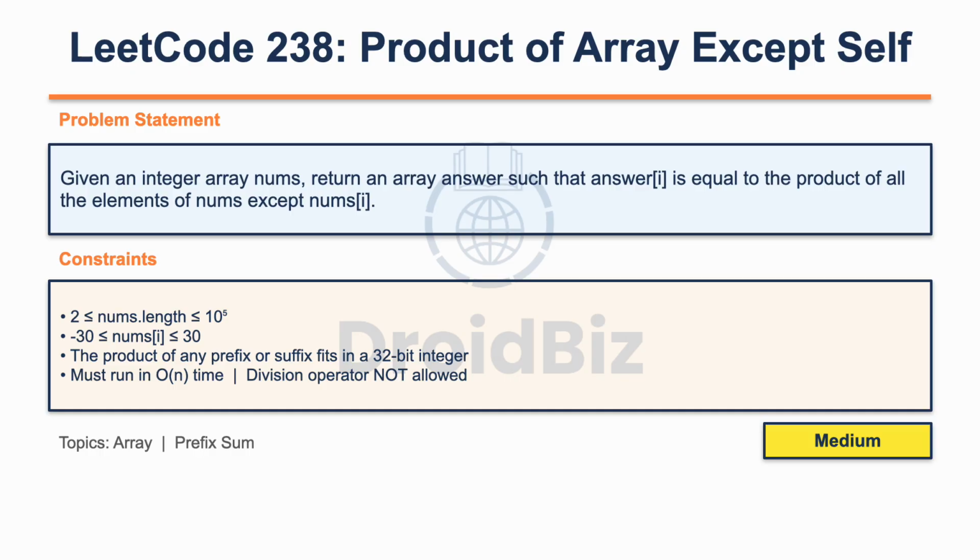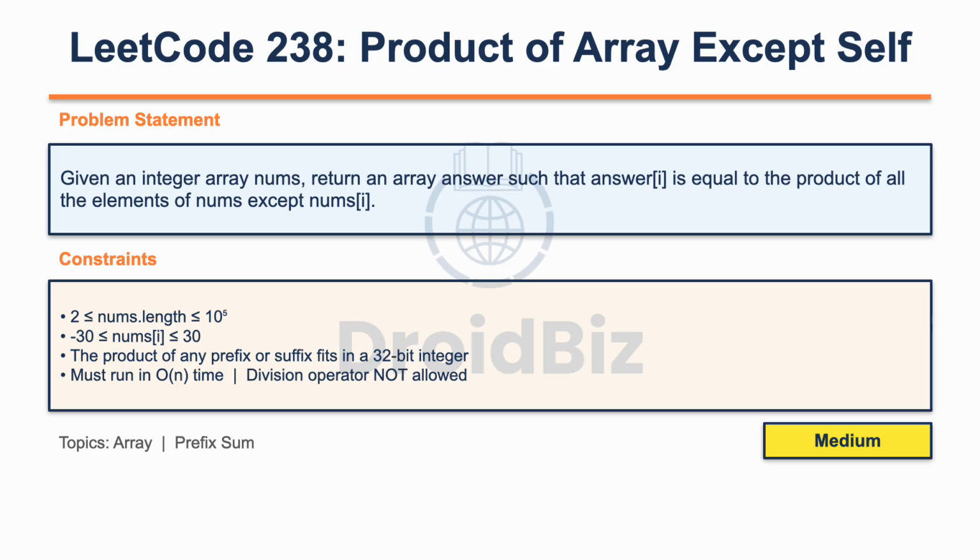Welcome. Today we are solving LeetCode problem number 238, Product of Array Except Self. This is a medium difficulty problem. It falls under two topic areas, arrays and prefix sum. Here is what the problem asks.